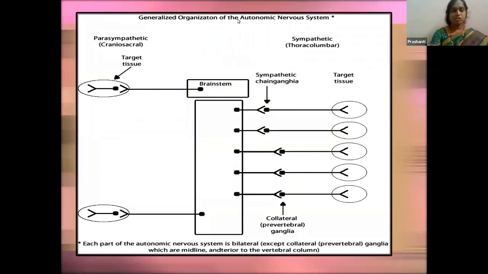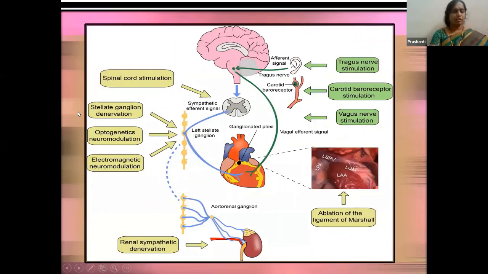So just see the picture, children. In the parasympathetic, the pre-ganglionic neuron is very long, and the post-ganglionic neuron is very short, and it may be near to the target or sometimes embedded within the target also. So here you can see the various body organs on which it shows its effect.